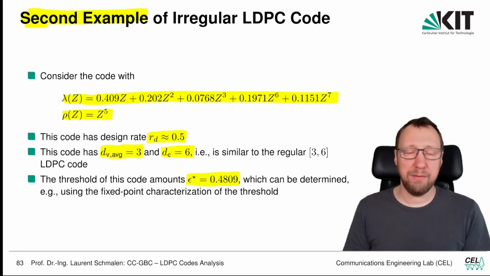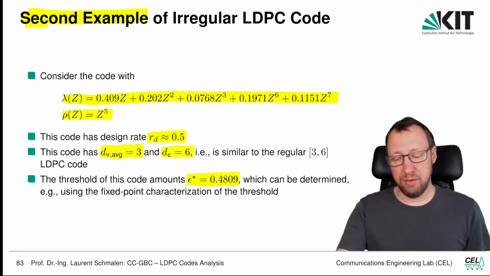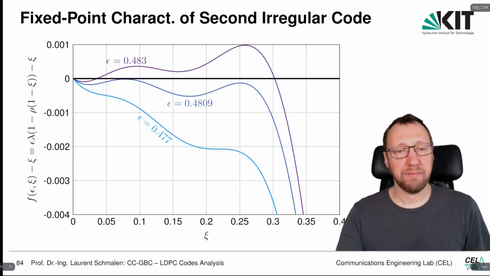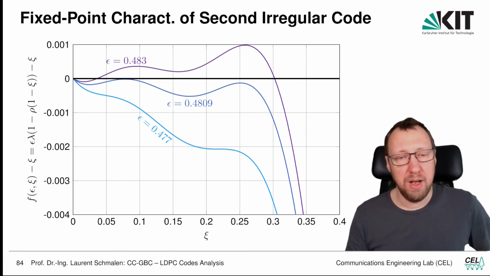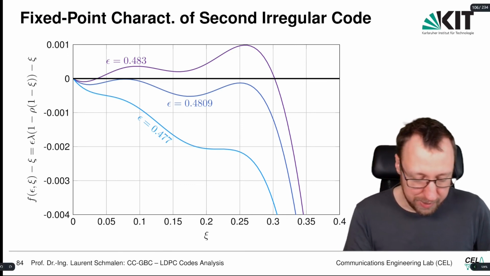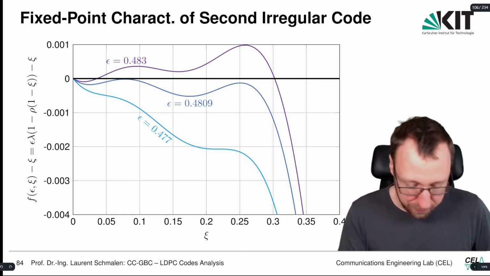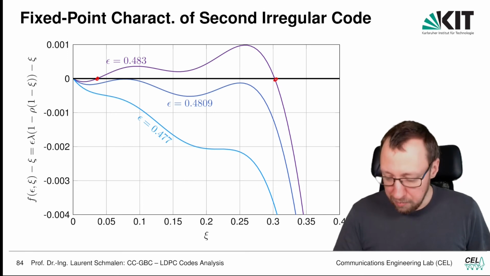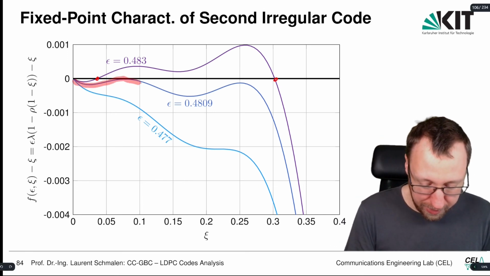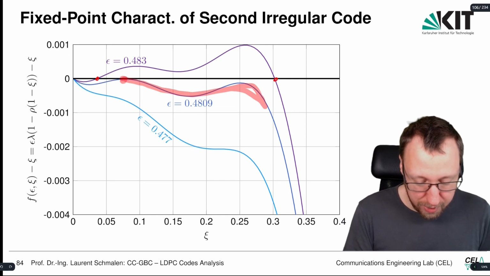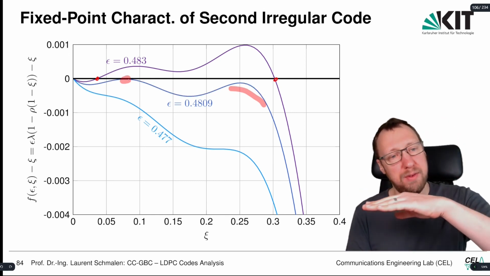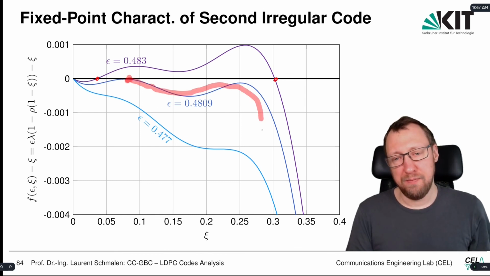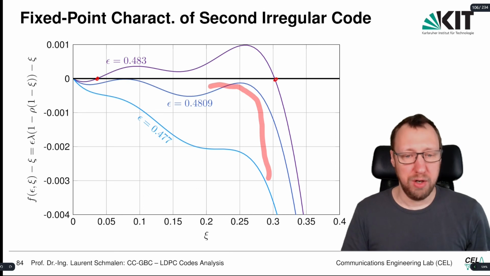So we have done it for regular codes and do it for irregular codes pretty easily, just using some polynomial evaluation. Here is the fixed point characterization. We see that for epsilon equals 0.48, we have fixed points here and here, so it doesn't converge. But if you go to 0.4809, we see that here we barely touch the zero curve. So actually we don't touch it. We are below 0. And this means we can actually converge with this code.